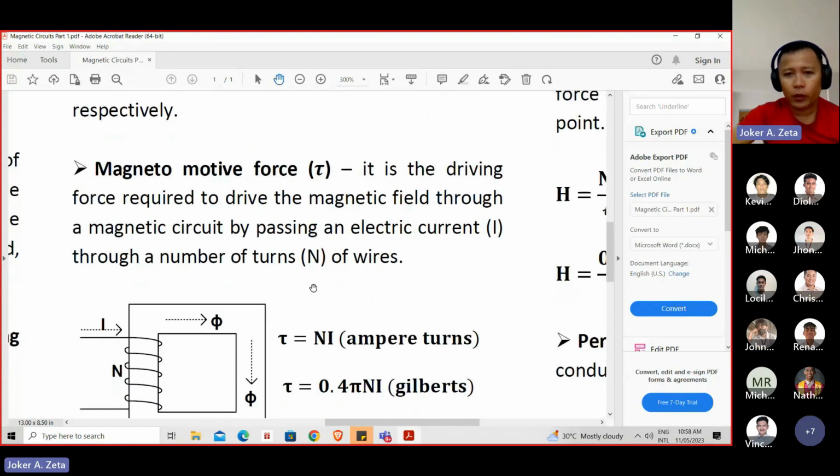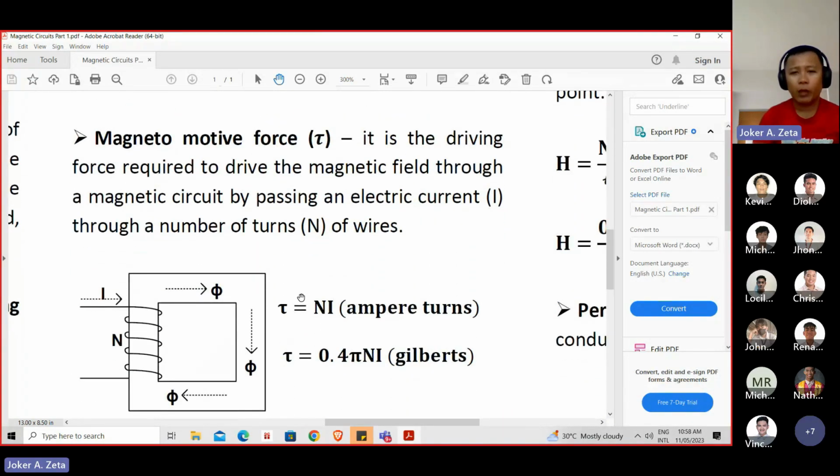Magnetomotive force is a driving force. It is represented by the variable tau. It is the driving force required to drive a magnetic field through a magnetic circuit by passing an electric current through a number of turns of wire.